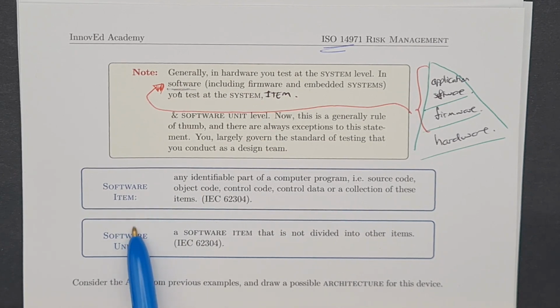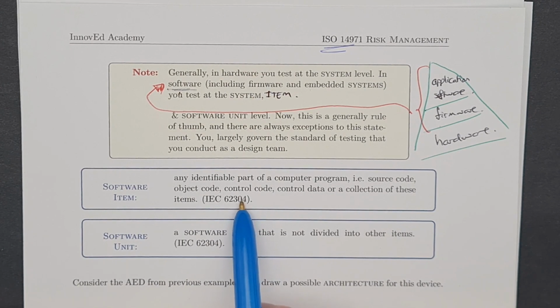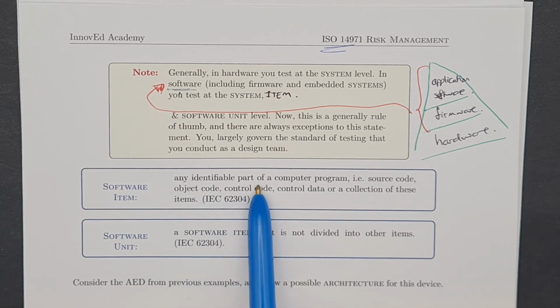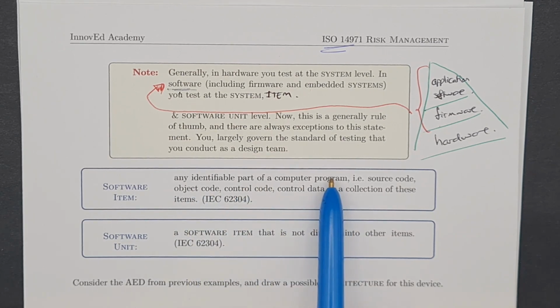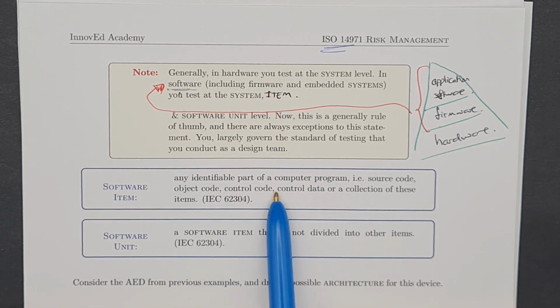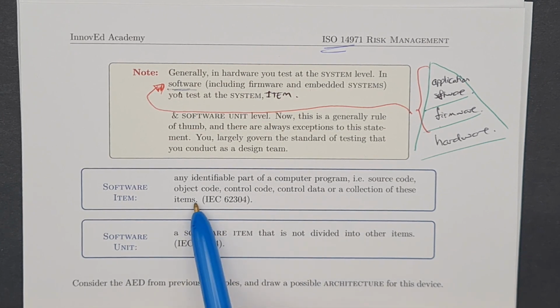And now I've included these two definitions as well, which come from IEC 62304, which are a software item and a software unit, and they are aligned with our previous definition of an item. You can see a software item is any identifiable part of a computer program, so it's a very broad definition. It can be source code, object code, control data, or a collection of these items. So you get to decide basically how you draw out the block diagram in your architecture, but it is going to foreshadow how you do your testing.